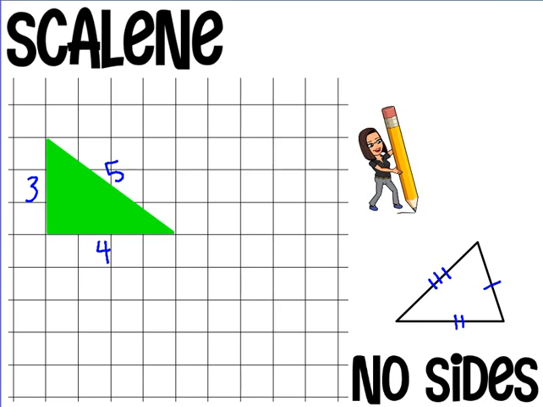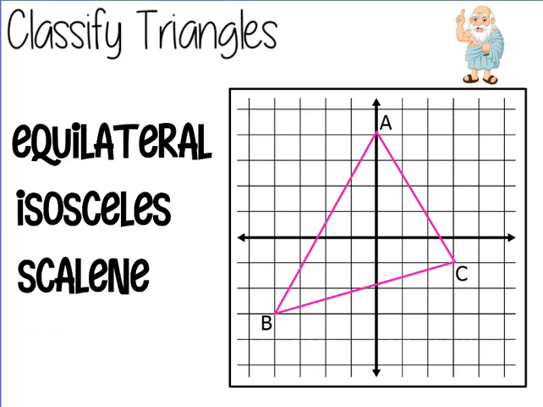But what do you do when you're asked to classify a triangle and it's on a grid like this and none of the sides line up against a line? It's pretty hard to see exactly how long each line is. So for that, we'll have to use the Pythagorean theorem.